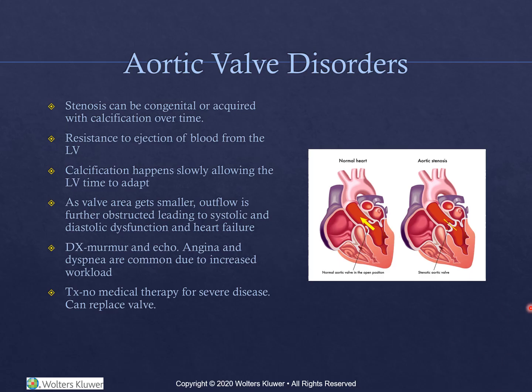So now we're going to move on to aortic valve disorders, and we're going to start with aortic stenosis. Aortic stenosis can be congenital, meaning born with it, or it can be acquired, and it's often acquired where we get this kind of wear and tear calcification over time.